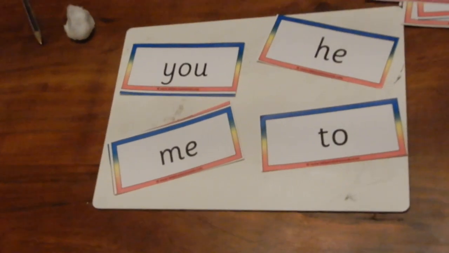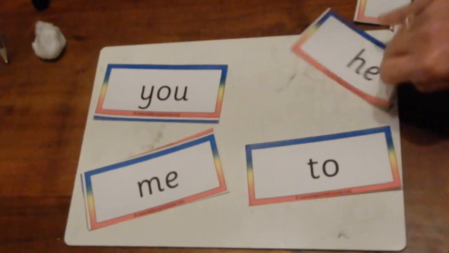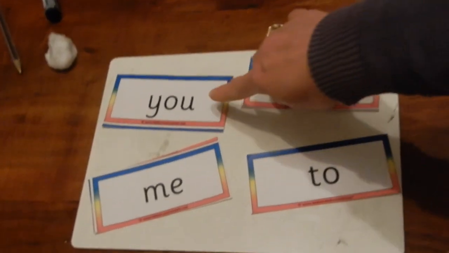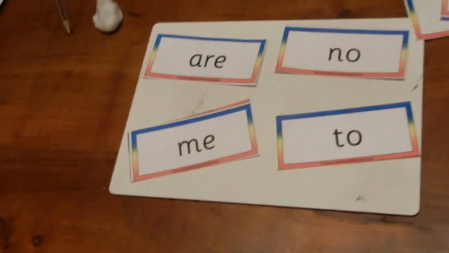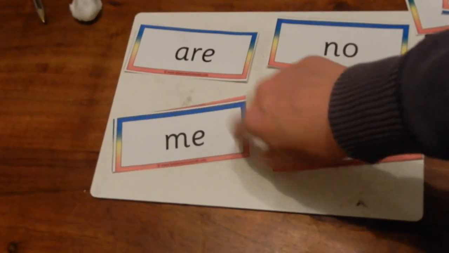And now can you point to the one that says he? He. There is he. Now let's see. Can you point to you? You. There is you. The first part is helping you. Now can you point to the one that says me? Me. There is me. First part is helping you.